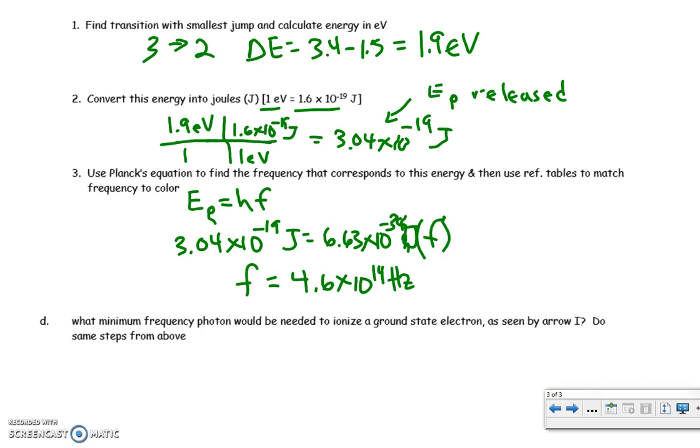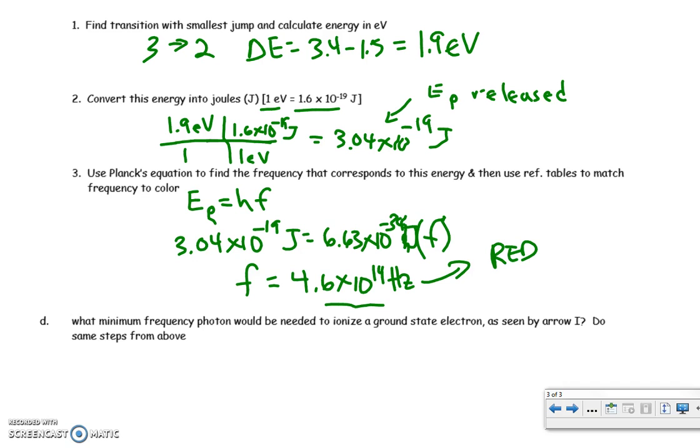Now, how do we find what color that is? Well, we go to our reference tables. We go to the spectrum part, and we find out which color corresponds to that particular frequency. I see that red is 3.84 to 4.82 times 10 to the 14th. So this falls right in there, and that gives us red. So that transition is a very specific red, and that's one of the signatures of hydrogen.